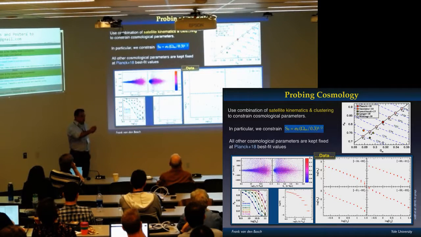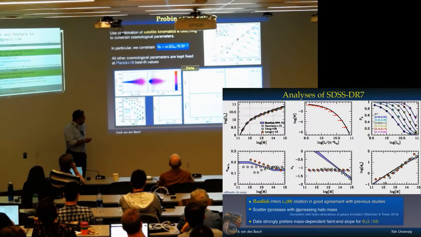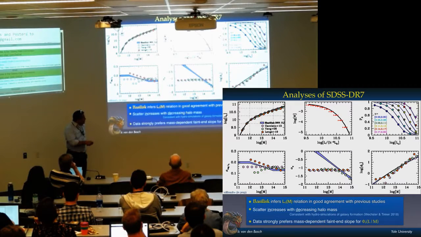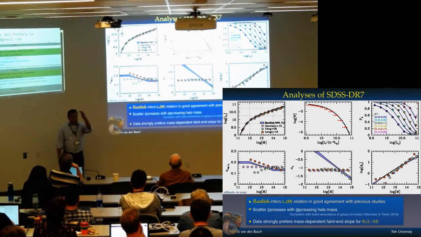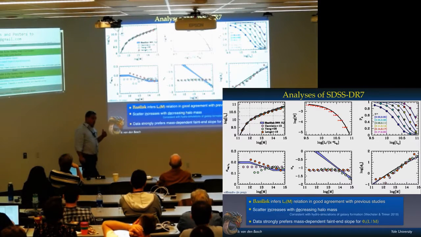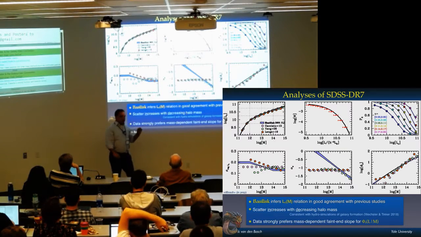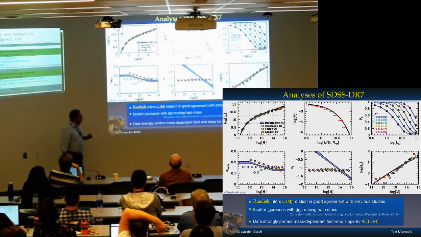The satellite luminosity function becomes steeper. So motivated by that, I decided in Basilisk to also include that degree of freedom. And indeed, the inference is, the model really likes to have a model like this. Much more so. I'll show you in a minute. It really prefers a model with a mass dependence so that the faint end slope gets steeper if you go to more massive halos. Okay. So this is all good.